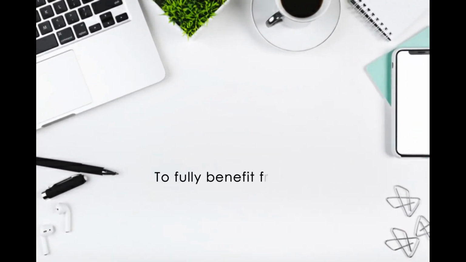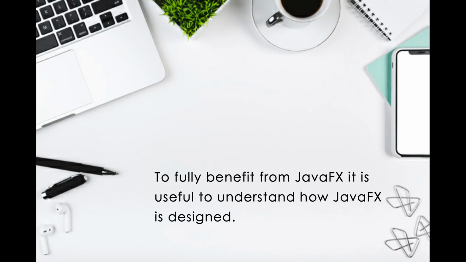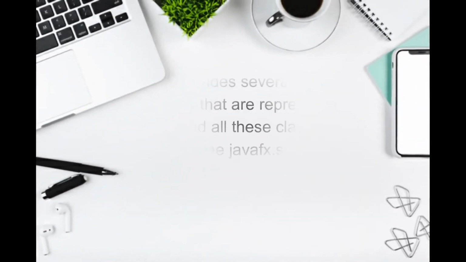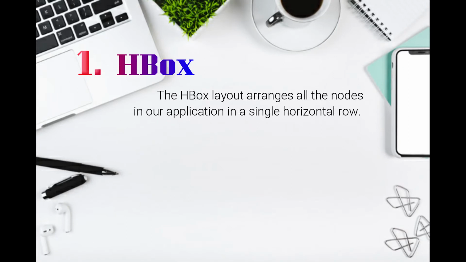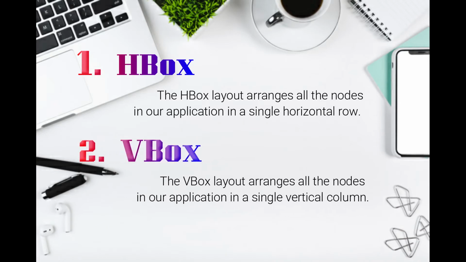To fully benefit from JavaFX, it is useful to understand how JavaFX is designed. JavaFX provides several predefined layouts that are represented by classes, and all these classes belong to the package javafx.scene.layout. HBox. The HBox layout arranges all the nodes in our application in a single horizontal row. VBox. The VBox layout arranges all the nodes in our application in a single vertical column.